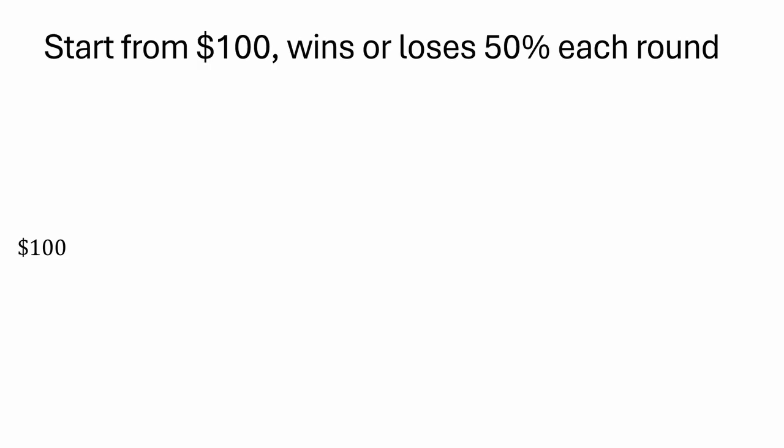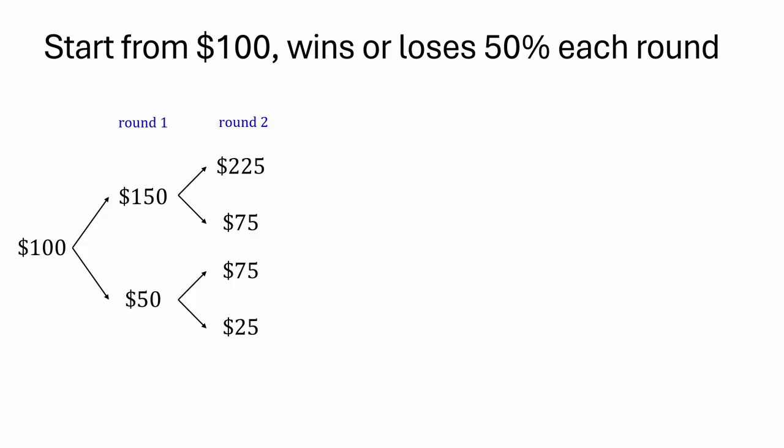Let's play a game. At each round, you either win or lose 50% of your current wealth with equal probability. So after round 1, you either end up with $150 or $50. And round 2, similarly, has 4 outcomes. These are all the possible trajectories for the first 2 rounds.